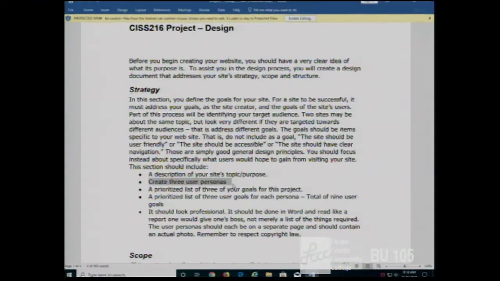All right, that's the strategy section. Be as specific as you possibly can.